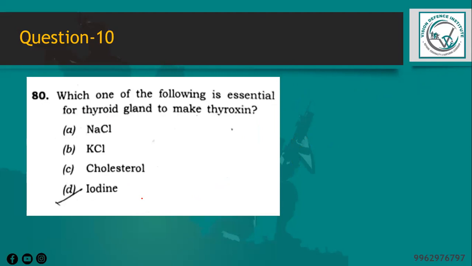So next question is, which one of the following is essential for thyroid gland to make thyroxine? These all come under the endocrine glands. We all know that iodine is very essential for thyroid gland to make thyroxine, right? Thyroxine is a hormone that is produced by the thyroid gland. It regulates the body's metabolism. So iodine is required for the synthesis of thyroxine. Therefore, the correct answer is iodine.